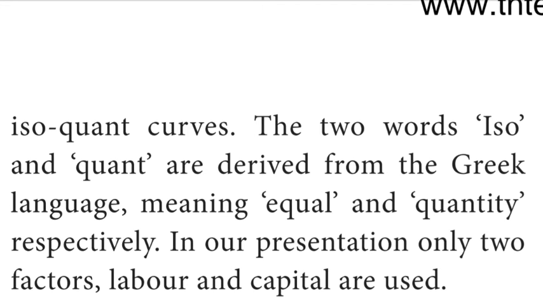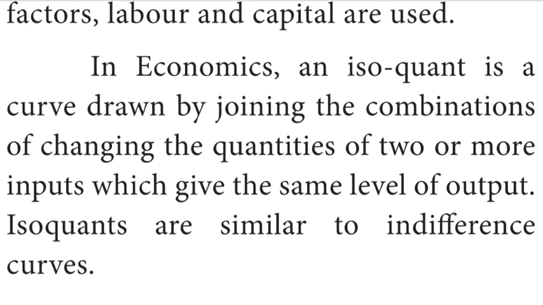The two words iso and quant are derived from the Greek language meaning equal and quantity. In our presentation, only two factors, labor and capital, are used. In economics, an isoquant is a curve drawn by joining the combinations of changing quantities of two or more inputs which give the same level of output. Isoquants are similar to indifference curves.